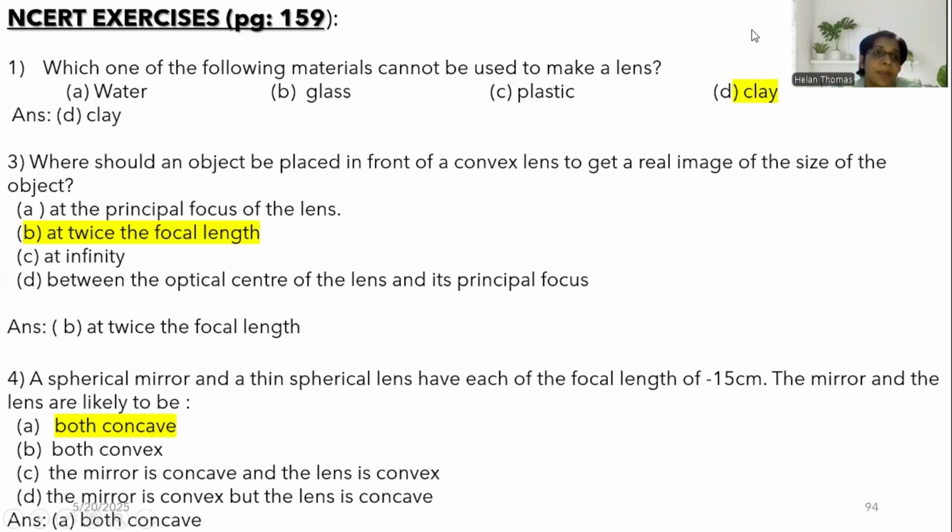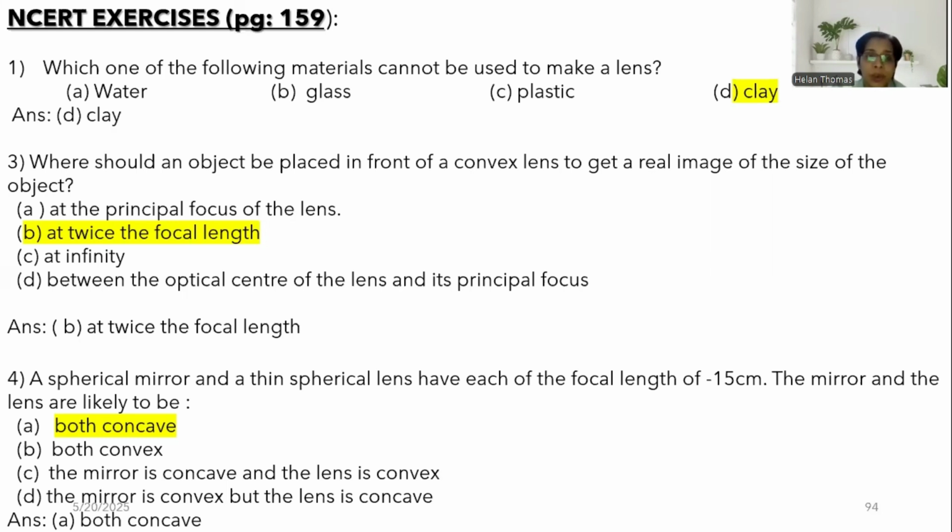Hello, my dears. Today we'll be discussing the NCERT questions that are on page 159 of your textbook. We already discussed the questions from the topic reflection by spherical mirrors, and we'll be covering the questions from refraction by lenses in this session.